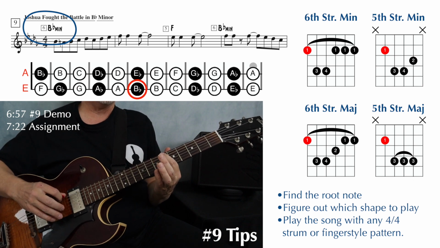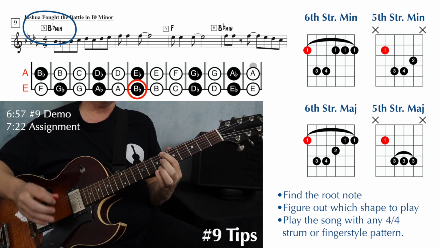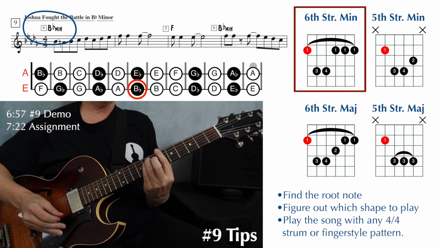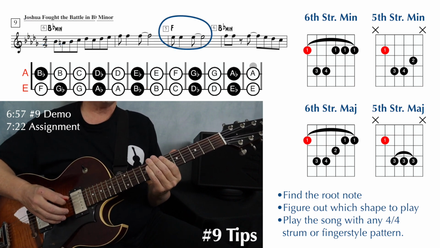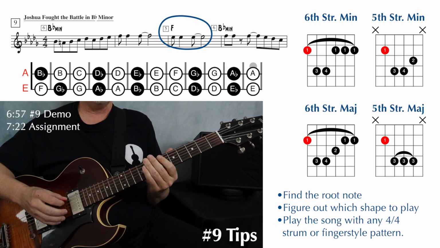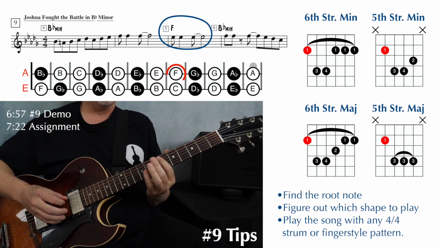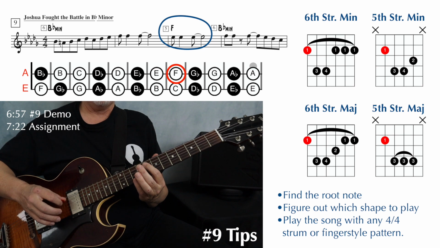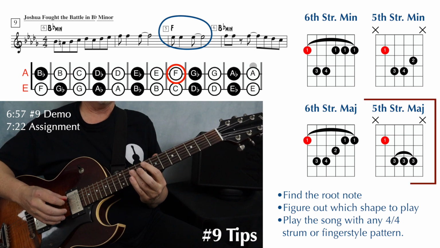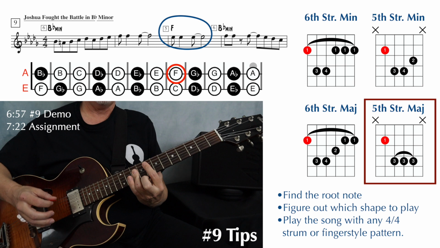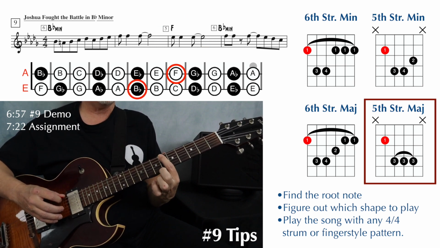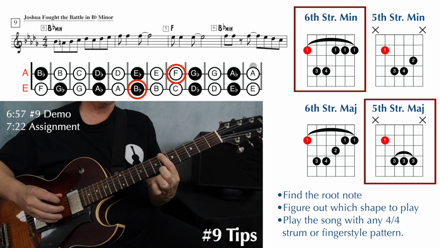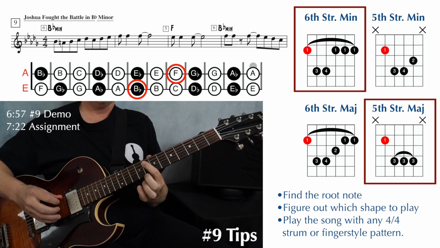That's going to be at the 6th fret. And because that's on the 6th string, we're going to play our 6th string minor shape. The other chord in this one is an F major on string 5. So we need to find our F on string 5. That's going to be at the 8th fret. And that's our 5th string major shape. So our roots are 2 frets apart in this case. Our B flat on the 6th fret, 6th string, and our F on the 8th fret on the 5th string.